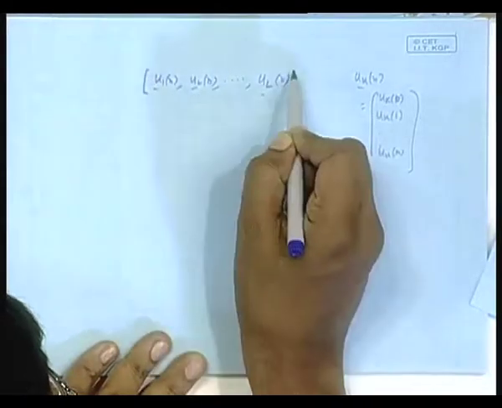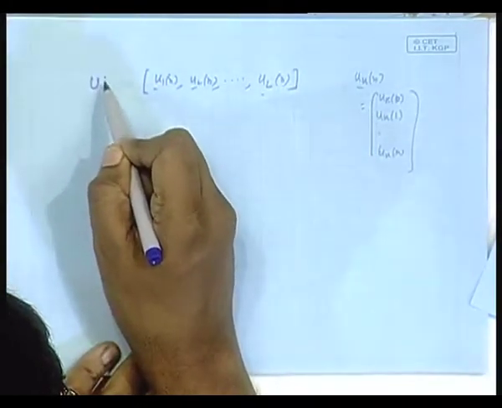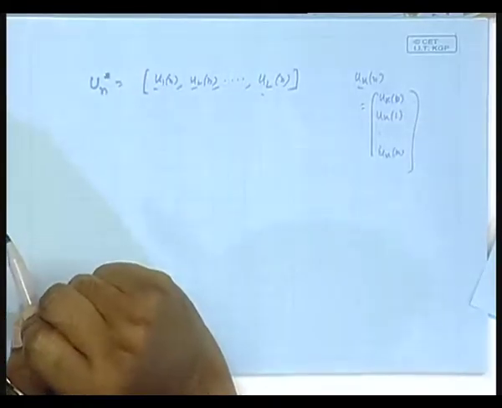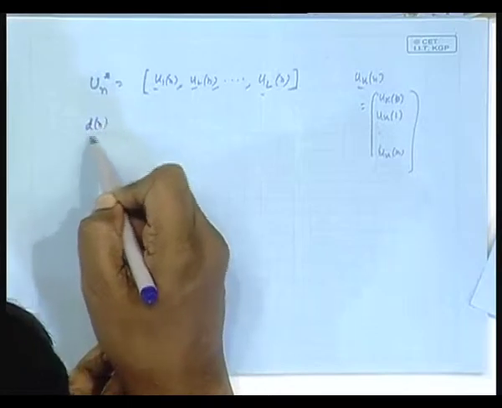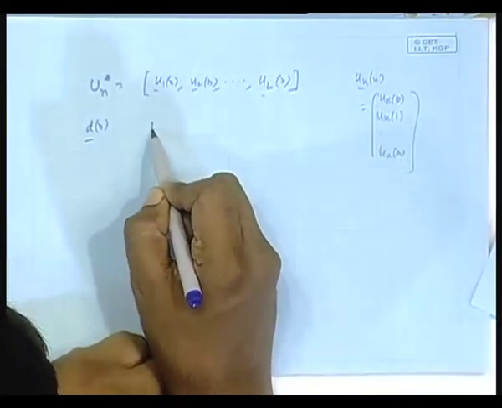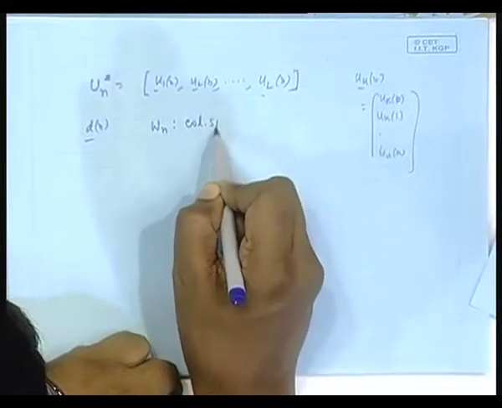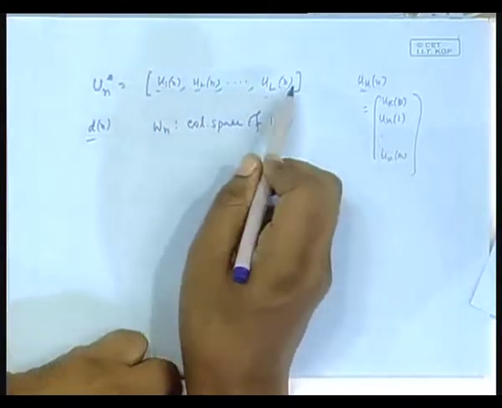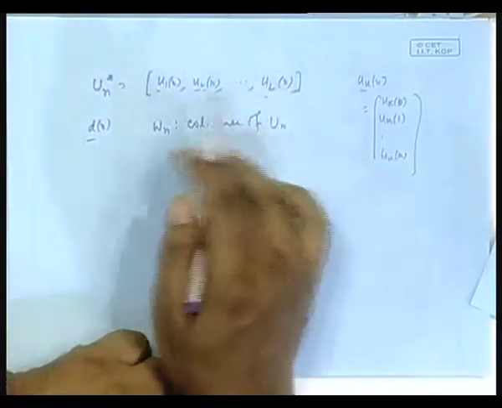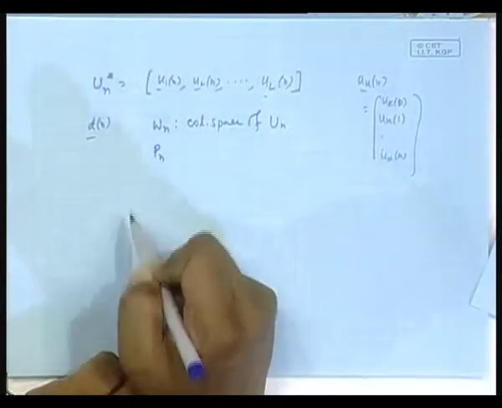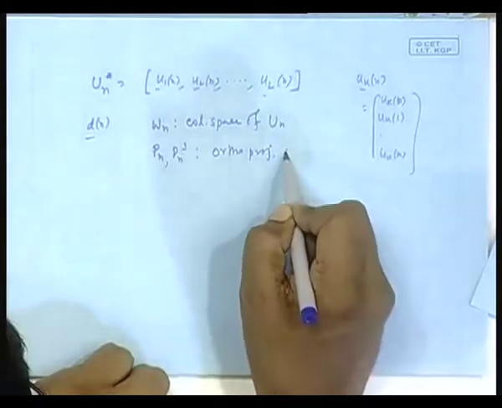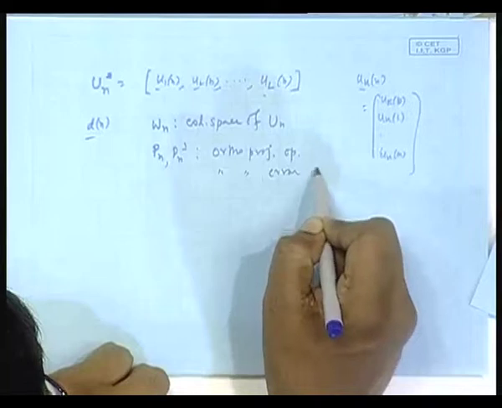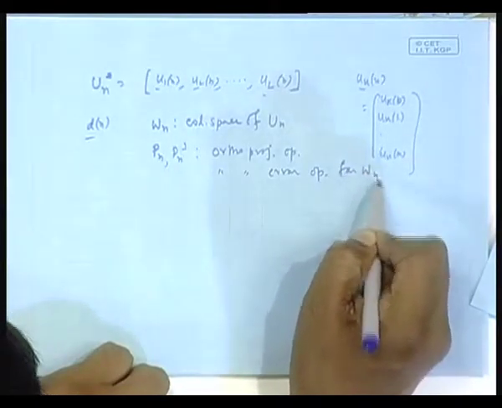You form a matrix called U n. And suppose there is an external vector d n also. Let W n be the column space of U n. That is simple, that is the space spanned by these columns. Instead of writing span of these vectors, I will say the column space spanned by this. Corresponding P n perpendicular, the orthogonal projection operator and orthoprojection error operator for W n, fine.